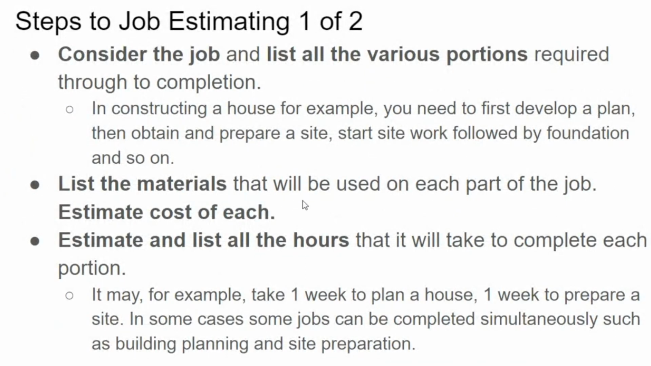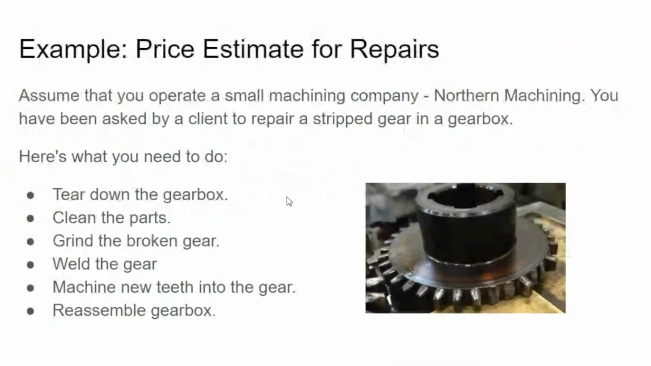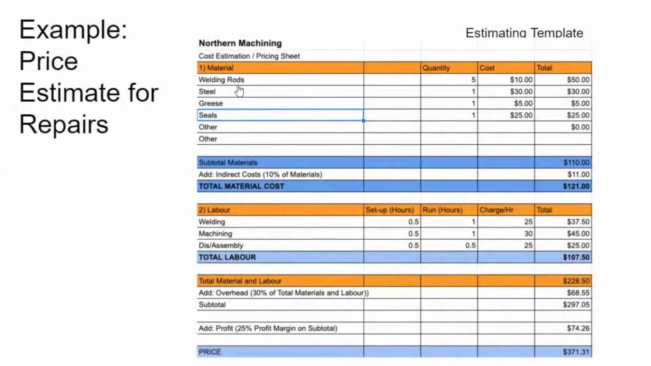Okay, that step there. So you're going to require some welding rods, some steel, some grease, some seals. Okay, you can't think of anything else. So welding rods, you look at that and you say, okay, there's 5 teeth gone. I'm going to need 5 welding rods. They're $10 each. That's $50 in total. So the spreadsheet will take this and multiply it to that.